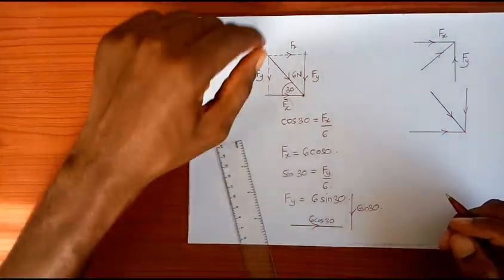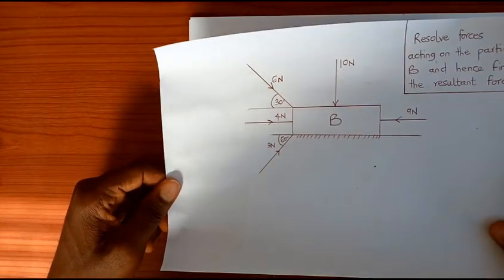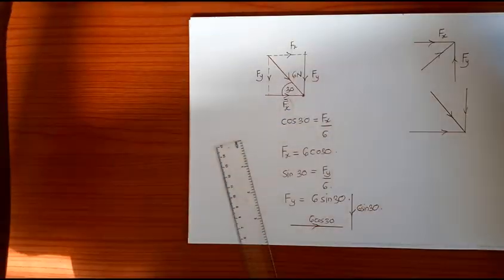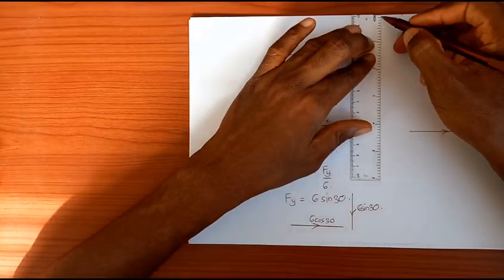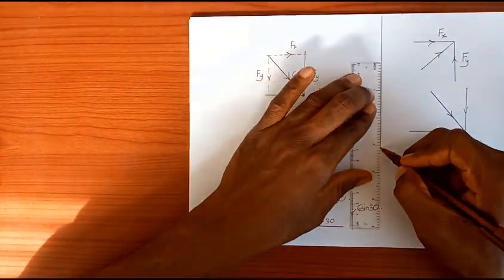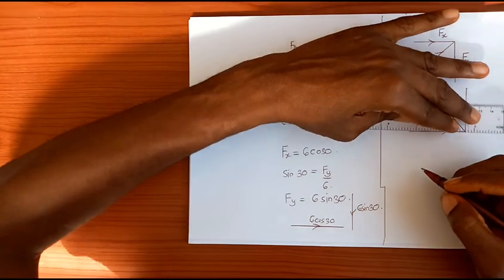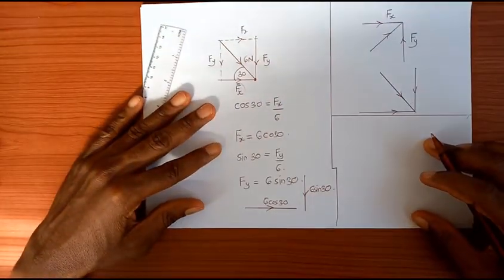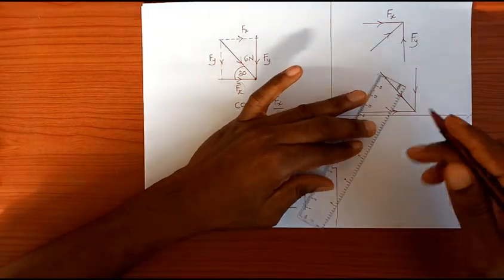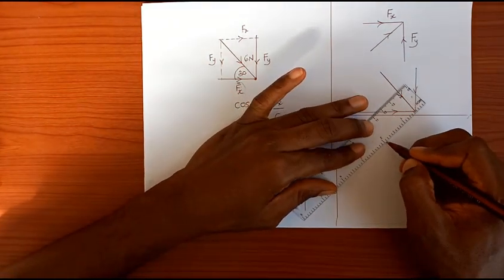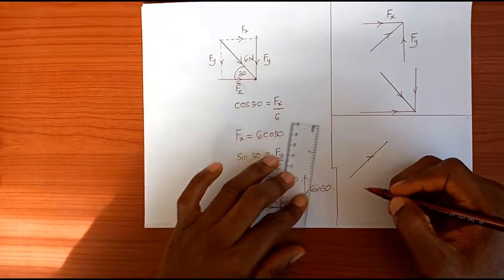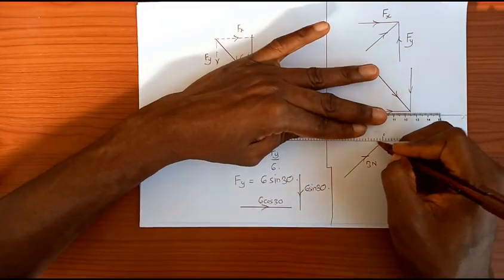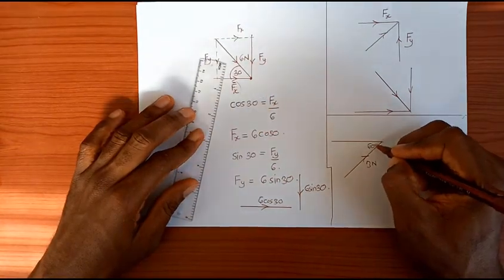I'll repeat the same thing for the 3 Newton force as you see here. Do you follow? Okay, let's go. Our 3 Newton force, let's divide a page to get some space. I hope you see what I'm doing. So I have the force acting here, 3 newtons to the horizontal. What do we have? We have 60 degrees.